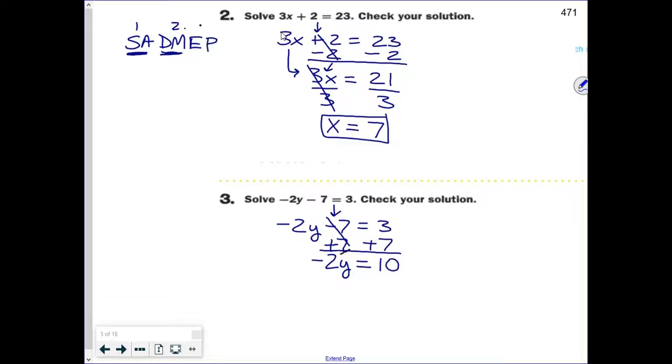The opposite of multiplying by negative 2 is dividing by negative 2 on both sides. Negative 2 divided by negative 2 equals a positive 1, so those cross off, leaving you with y. And then 10 divided by negative 2 is negative 5. And so then we just drop down our equal sign.